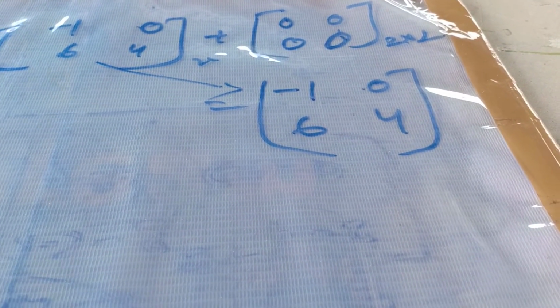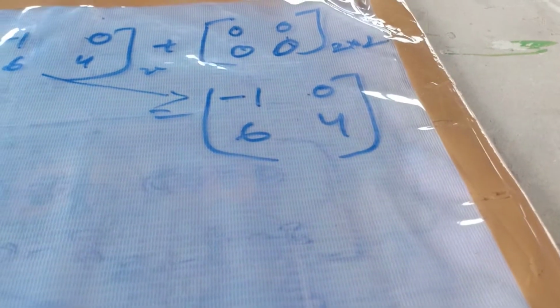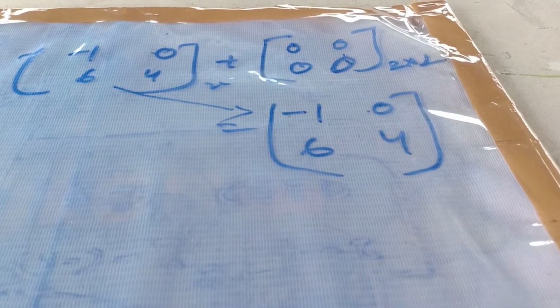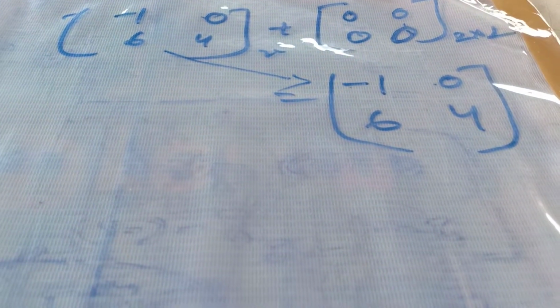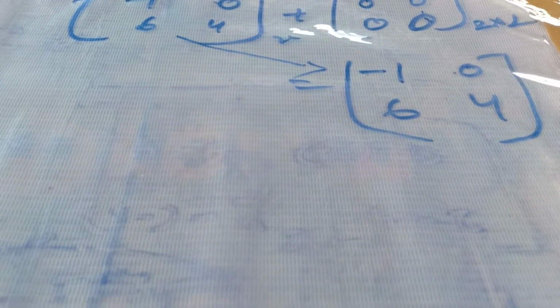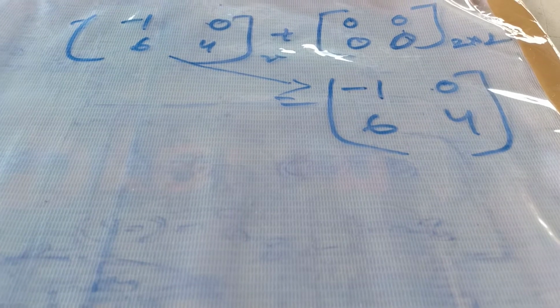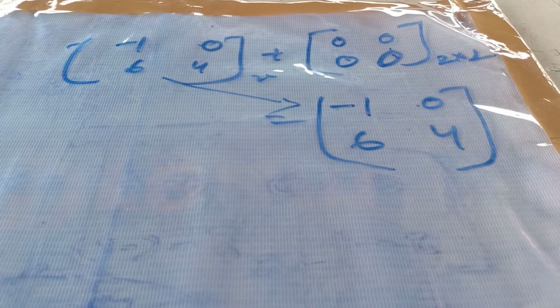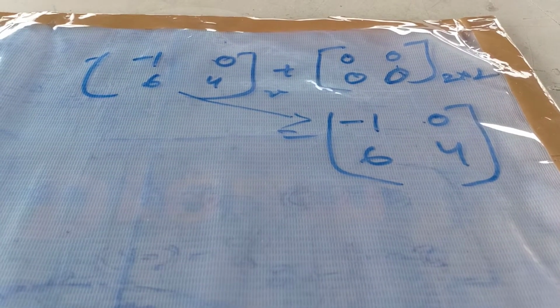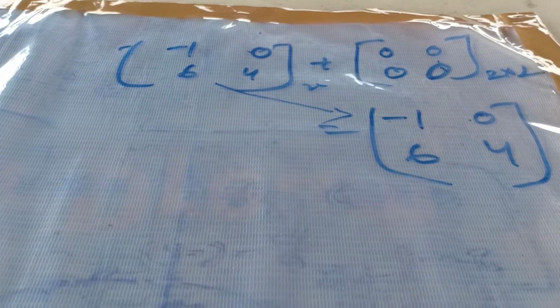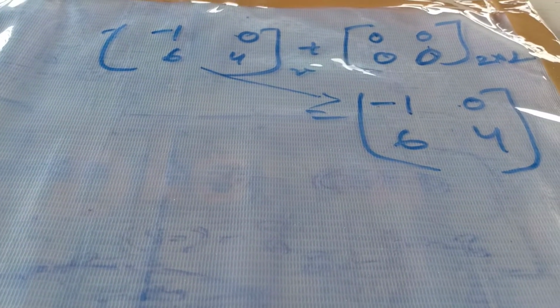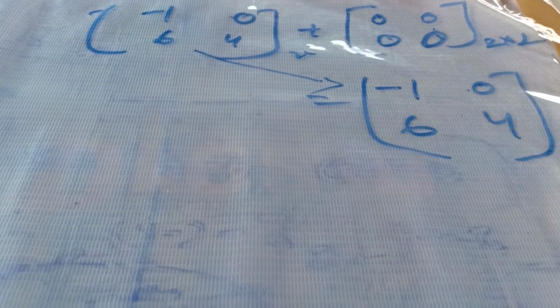Suppose a 2 into 3 matrix. So the 2 into 3 null matrix is the identity matrix for addition. Suppose a 2 into 2 matrix, then this 2 into 2 null matrix is the identity matrix of addition. In a similar way, for a 3 into 3 matrix, a null matrix of 3 into 3 order is the identity matrix of that matrix. Okay, identity matrix of addition, not subtraction or multiplication.